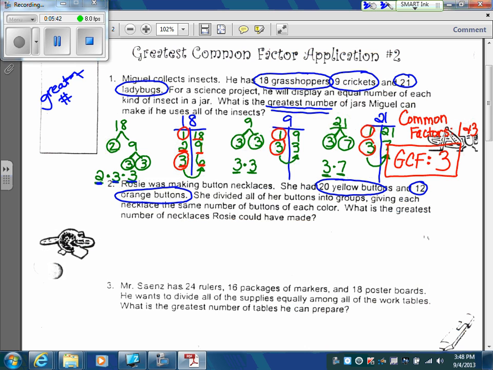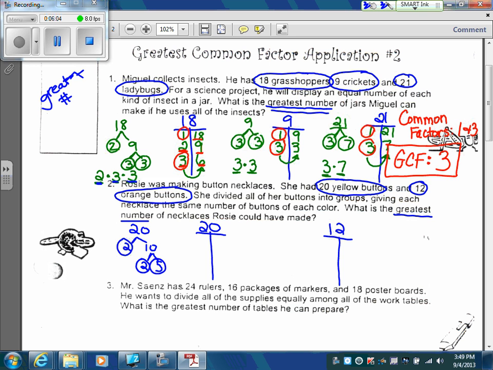You should have started with a T-chart. Let's see, we're looking for the greatest number. They use the same important words here. Okay, so T-chart for 20, T-chart for 12. If you're not sure of your factors, break them down to prime factorization.